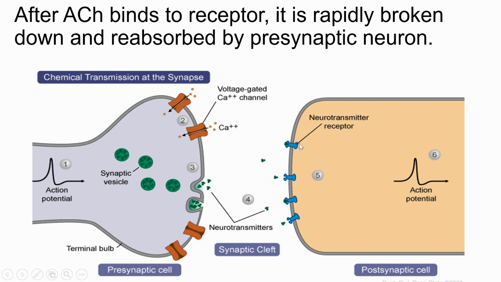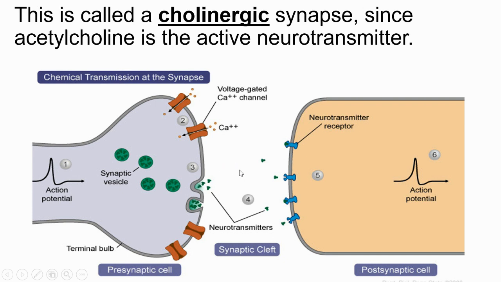Then, after that acetylcholine is binding to this receptor, it needs to be broken down because we don't want this postsynaptic cell to be stimulated over and over again. We need to break down that neurotransmitter so that ACH detaches from the receptor, and an enzyme is going to break it down. And because all of this happens with a neurotransmitter called acetylcholine, we call the whole synapse a cholinergic synapse.